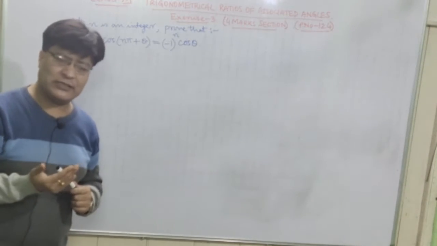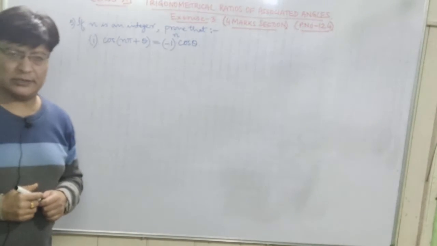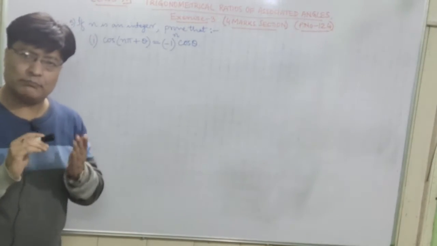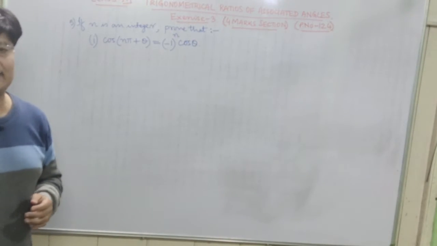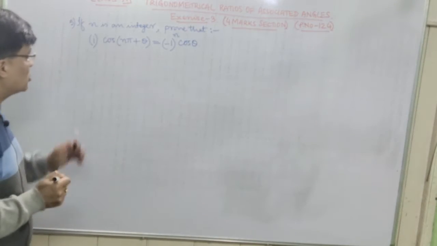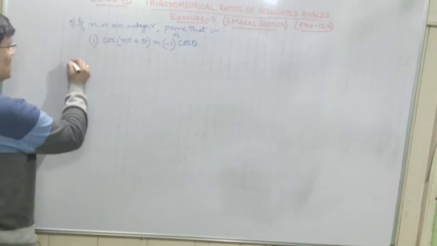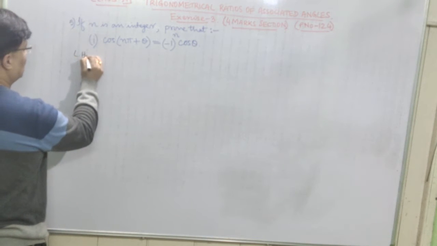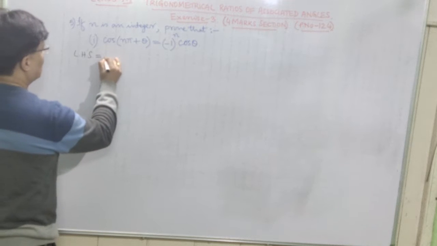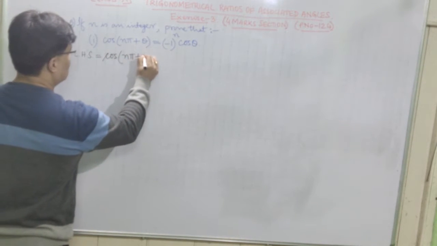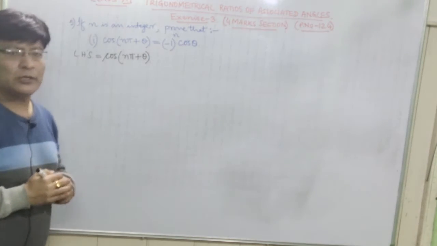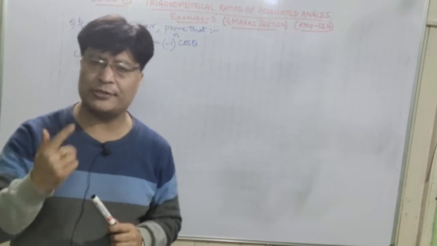It may be an even integer, it may be an odd integer. So you have to consider both the cases, n as an even integer and n as an odd integer, right? So let us do this problem now. So let us write here, you have to prove LHS is equal to RHS. So LHS is equal to cos(n pi plus theta).